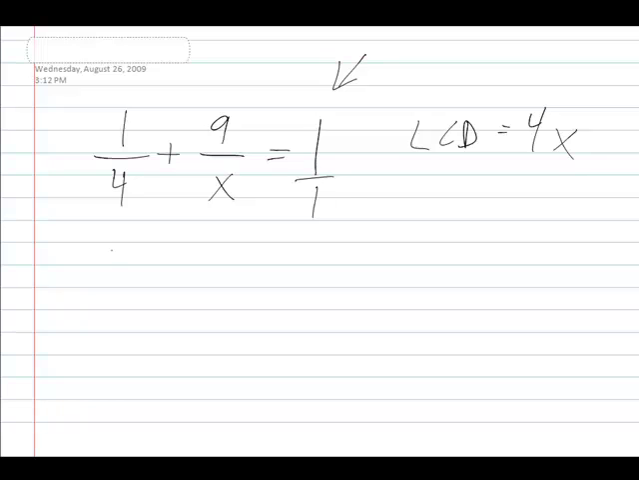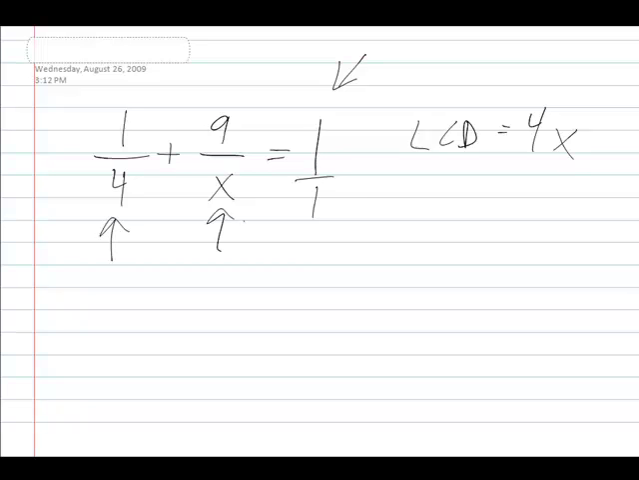So if we start off with 1 divided by 4 plus 9 over x equals 1. First of all, we need to find the lowest common denominator. Anytime we have a whole number, like 1, it always has a common denominator of 1. So here, the lowest common denominator is going to be a 4x.